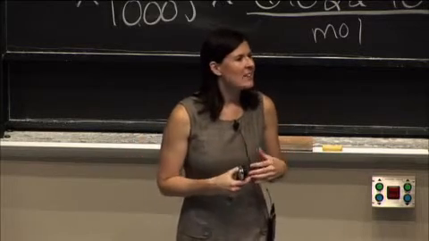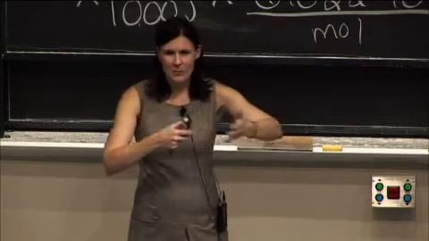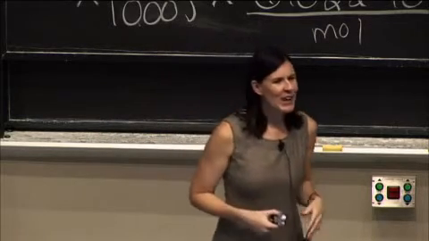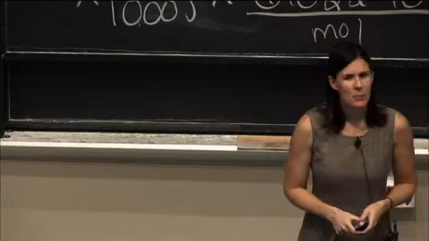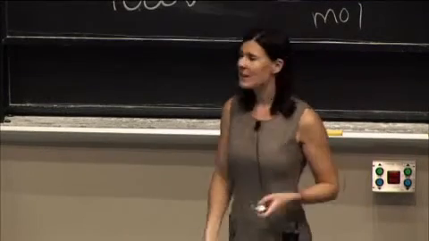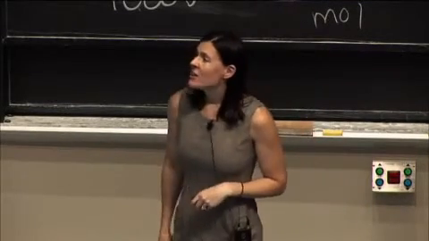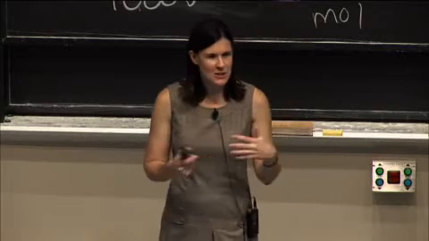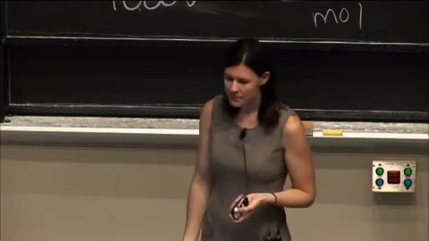So you actually have some other chlorines around that are going to be having repulsive interactions with our chlorine that we're talking about. We're going to ignore those, make the approximation that those don't matter at this point in these calculations. And the result for that is that we end up with a larger dissociation energy than the experimental value. That's because the bond is going to be a little bit more broken than it was in our calculation because we do have these repulsive interactions.